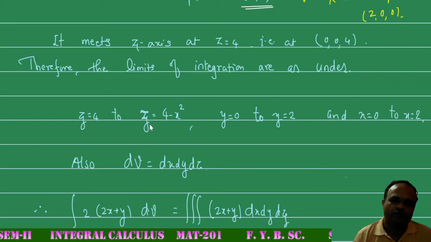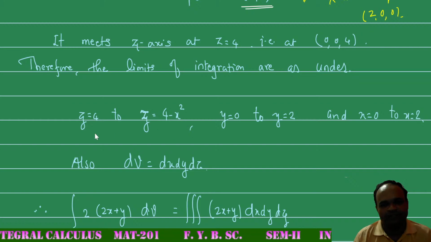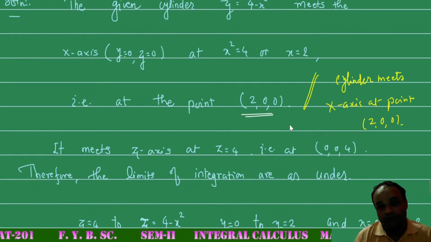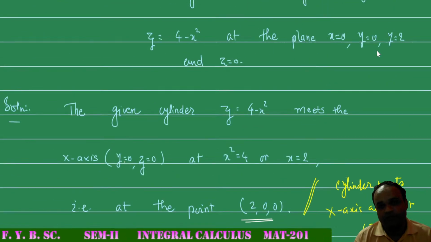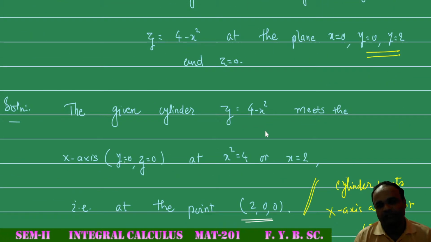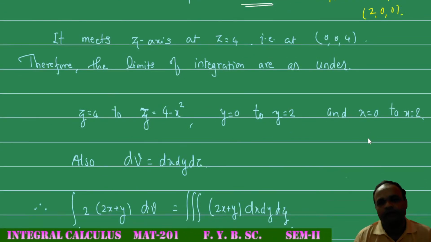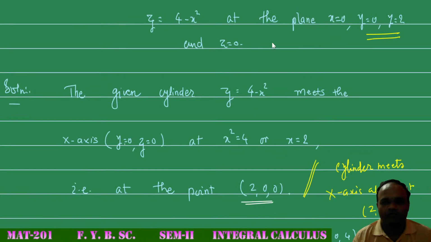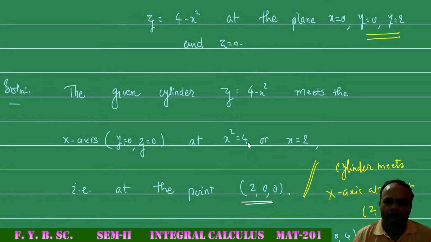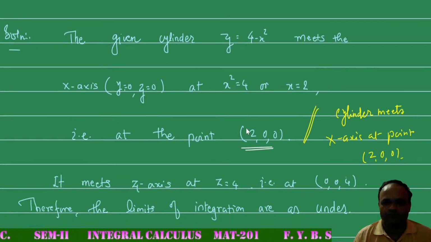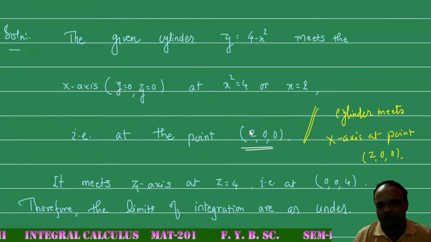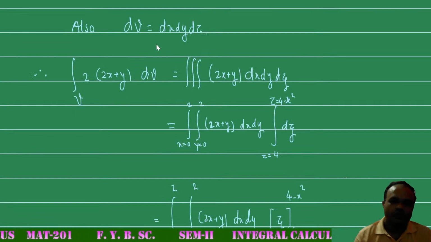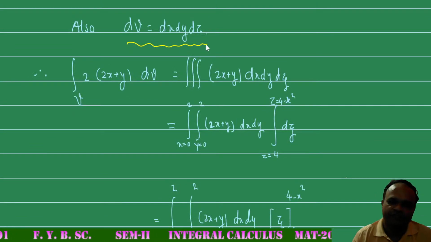Therefore the limits of integration are as under. z equal to 4 to z equal to 4 minus x square; these are the limits of z. y equal to 0 to y equal to 2; these are given already. And the limits of x are given, x equal to 0 and x equal to 2, since it meets the x axis at (2, 0, 0). So x varies from 0 to 2. Also dv is dx dy dz.